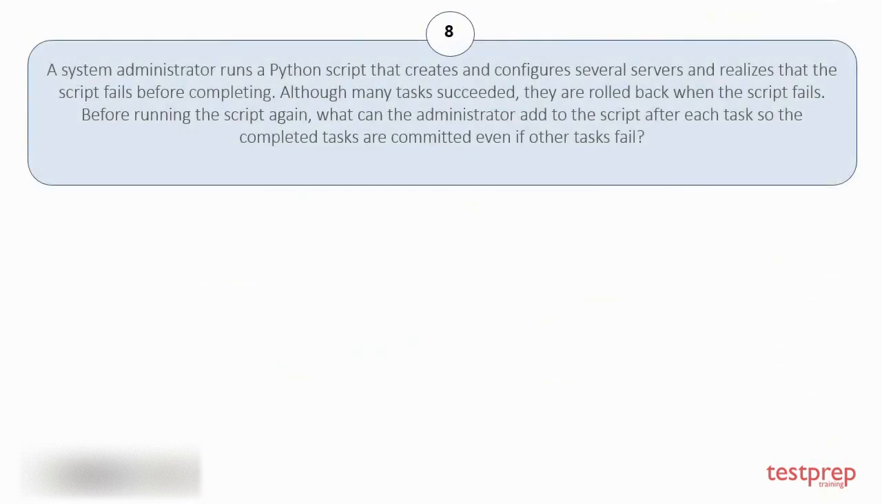Question number 8. A system administrator runs a Python script that creates and configures several servers and realizes that the script fails before completing. Although many tasks succeeded, they are rolled back when the script fails. Before running the script again, what can the administrator add to the script after each task so the completed tasks are committed even if other tasks fail?